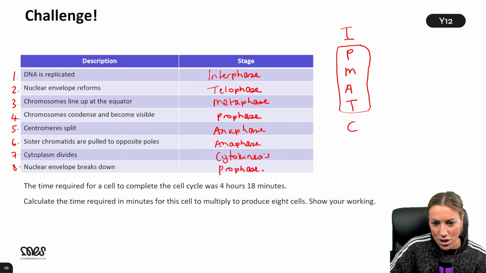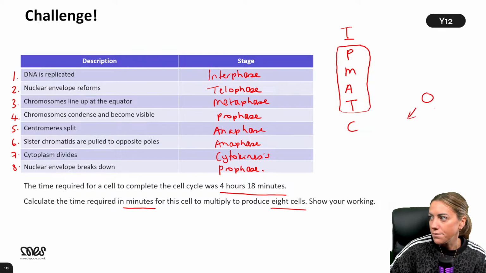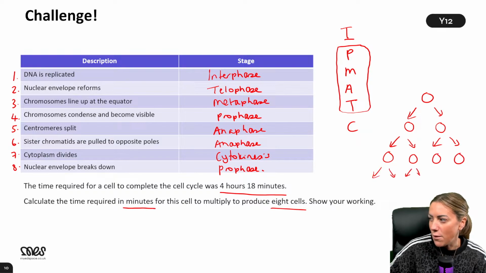Right, let's have a go at this question, maths question. The time required for a cell to complete the cell cycle is 4 hours and 18 minutes. Calculate the time required in minutes for this cell to multiply to produce 8 cells. So I'm going to do you a little diagram that might help you. Might take me a while, bear with me. So we want to go from 1 cell to 8 cells.